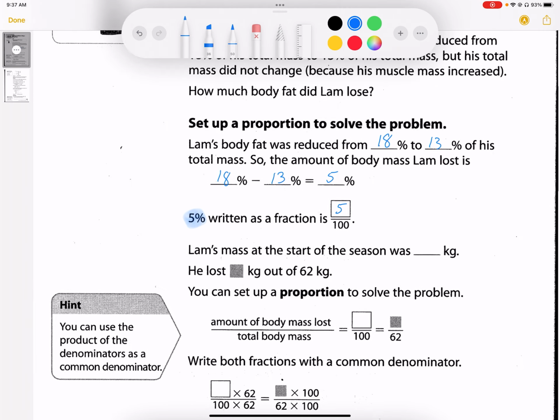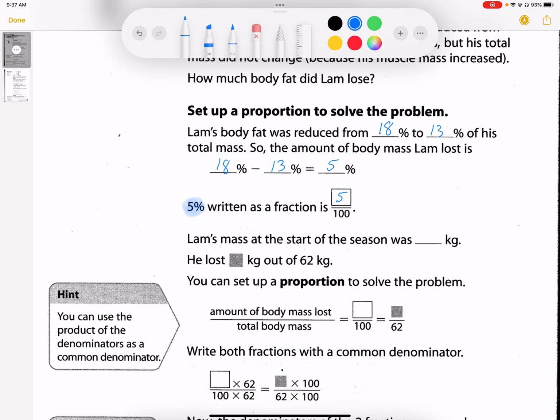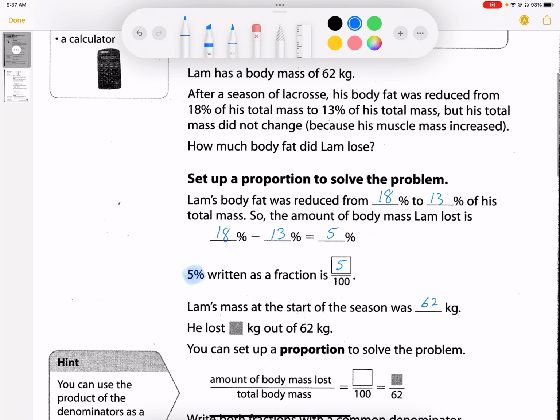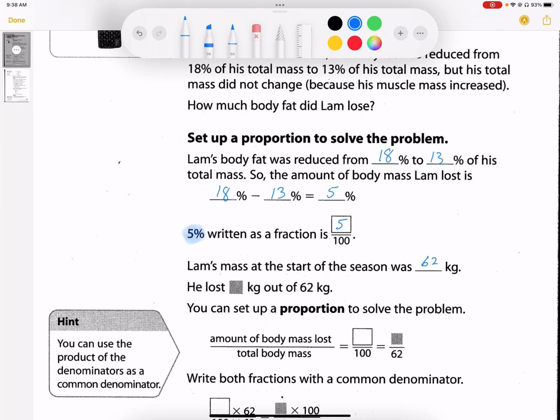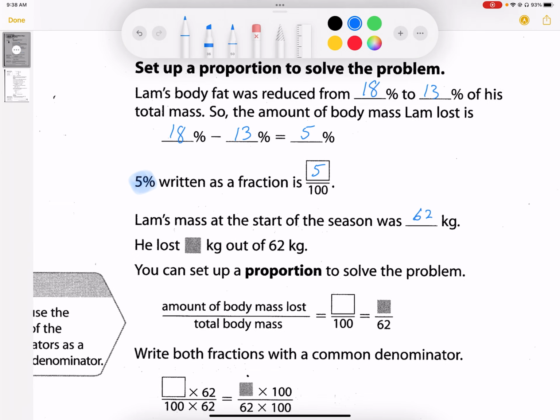So the mass at the start of the season was 62 kilograms. That's what it said in the question. Okay, so 62 kilograms was what he started with. And he lost blank kilograms out of 62. So that's what we have to figure out. We know that the amount of body fat lost was 5%.